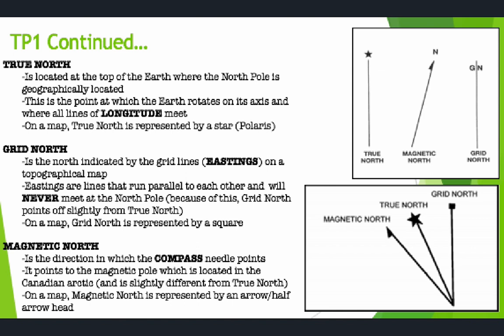Finally, there's magnetic north. It is the direction in which the compass needle points. It points to the magnetic pole, which is located in the Canadian Arctic and is slightly different from true north. On a map, magnetic north is represented by an arrow or a half arrowhead.